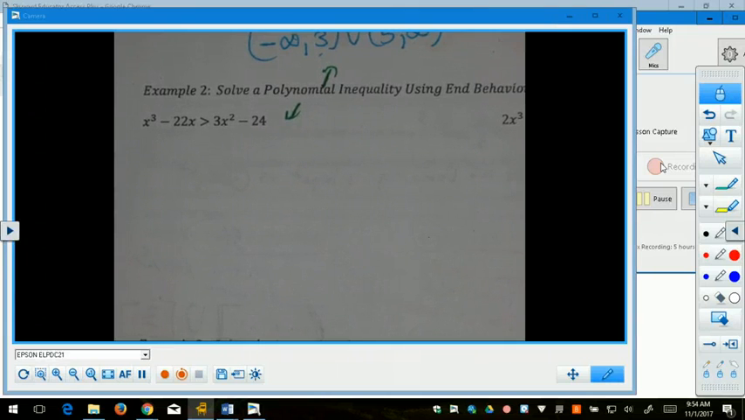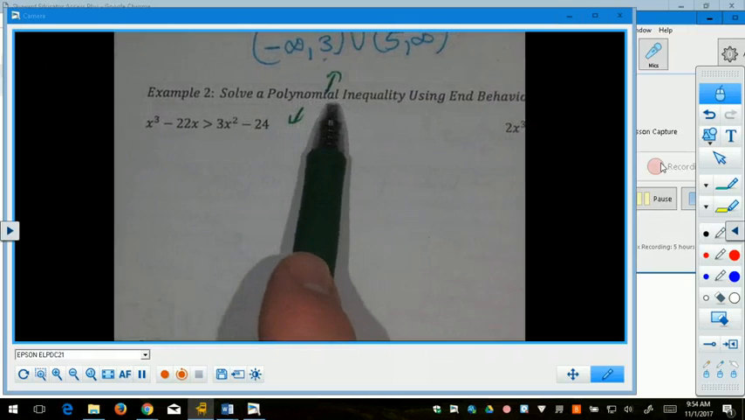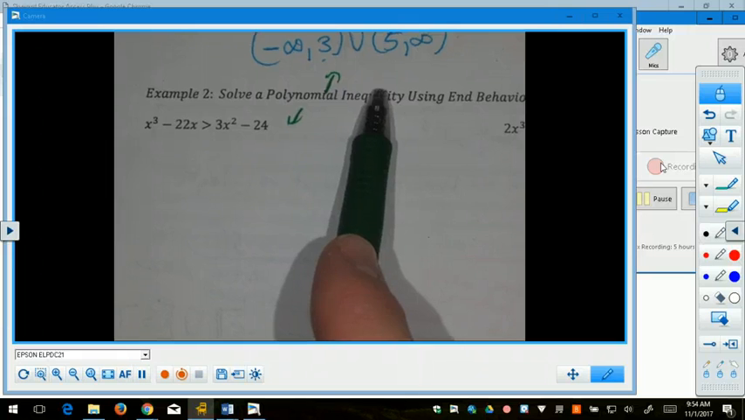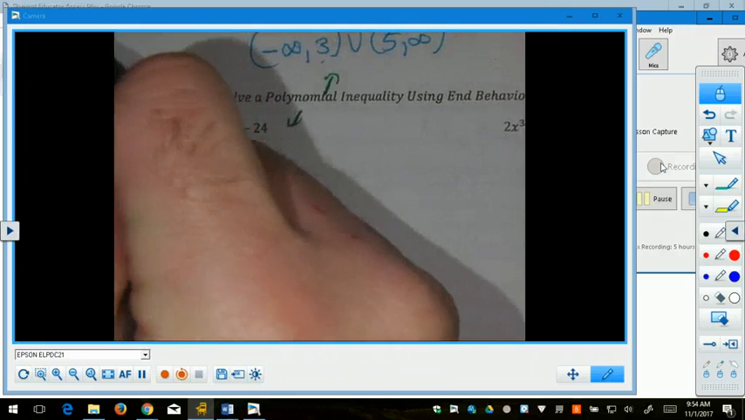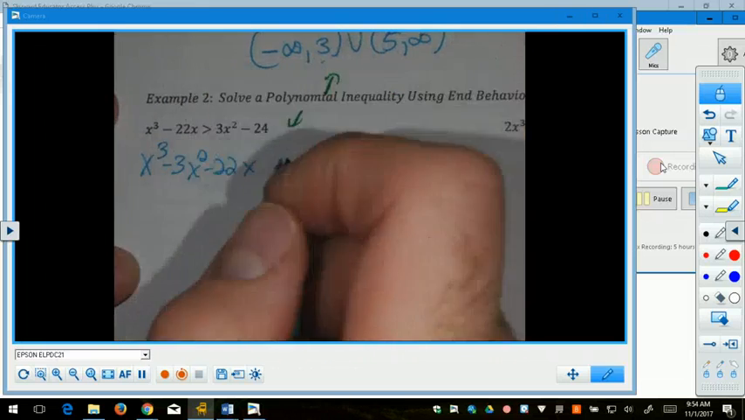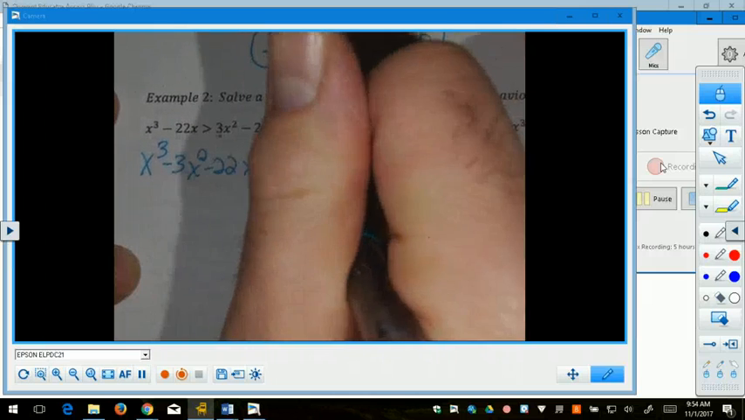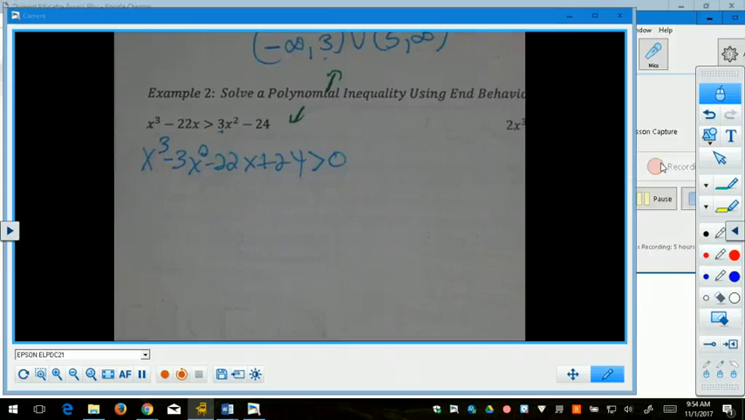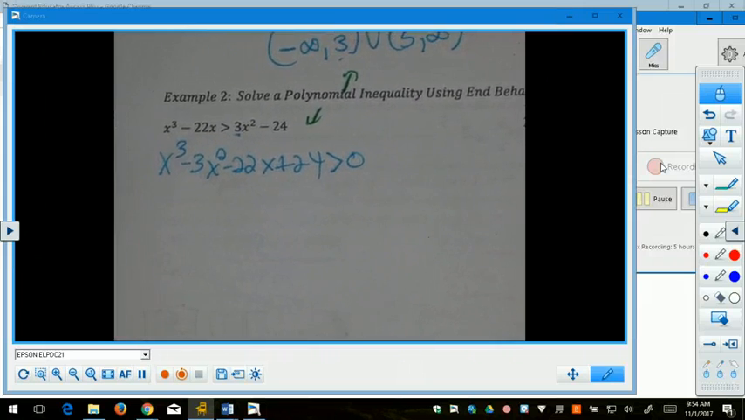Now you know that to the left of the leftmost zero, it's going to be negative. To the right of the rightmost zero, it's going to be positive. But you can't be positive that it's going to alternate unless you know some more about the function. So we've got x cubed minus 3x squared minus 22x plus 24, because I'm subtracting 3x squared and adding 24 to both sides, so that I can solve this inequality instead and compare everything to the x-axis.